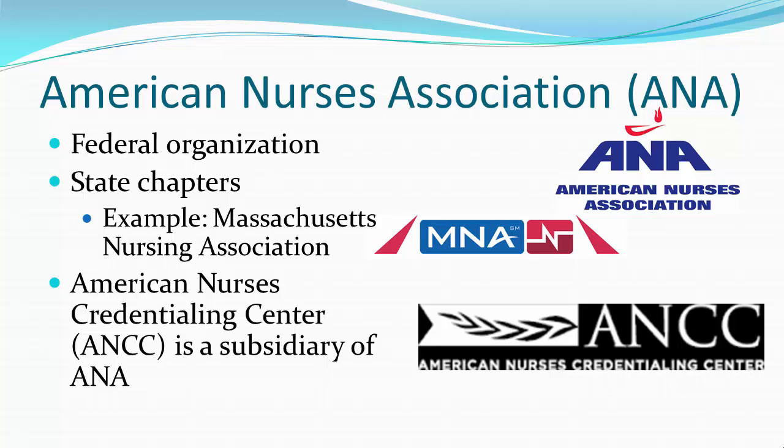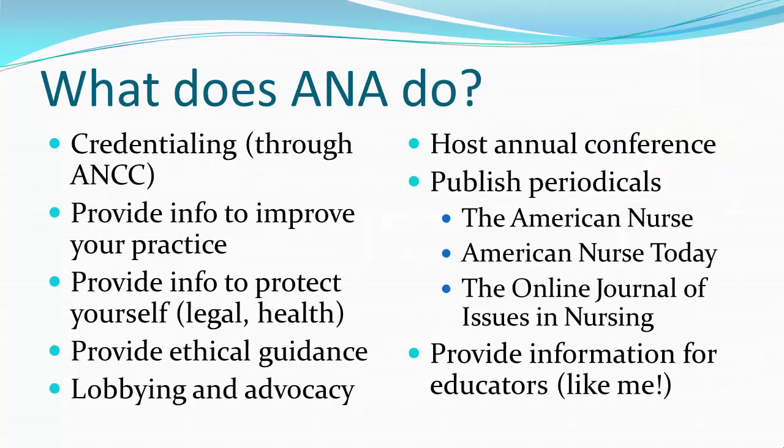And you can also see that the ANA is a federal organization, but it has state chapters. Like I live in Massachusetts, so you can see their little logo. That's the Massachusetts Nursing Association. So what does the ANA do? We mentioned credentialing. It provides information to improve your nursing practice, provides information to protect yourself, like legal information or health information. It can provide ethical guidance. The ANA does lobbying and advocacy for nurses.